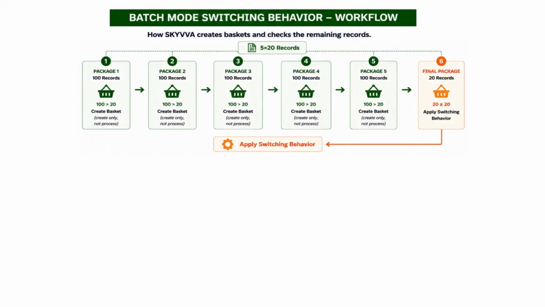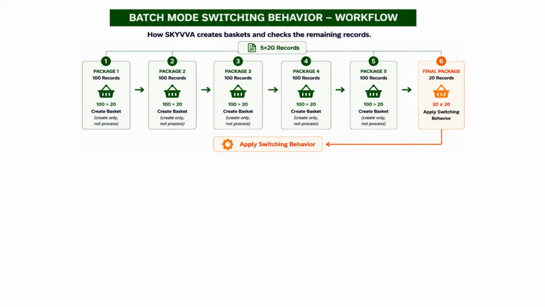Diagram 2. Batch mode switching behavior workflow. Step 1. Start processing records. After the interface configuration is complete, SKYVVA starts processing the 520 inbound records, using the configured batch size of 100. Step 2. Create batch packages. SKYVVA divides the records into packages based on the configured batch size. In this example, it creates Package 1, 100 records, Package 2, 100 records, Package 3, 100 records, Package 4, 100 records, Package 5, 100 records.